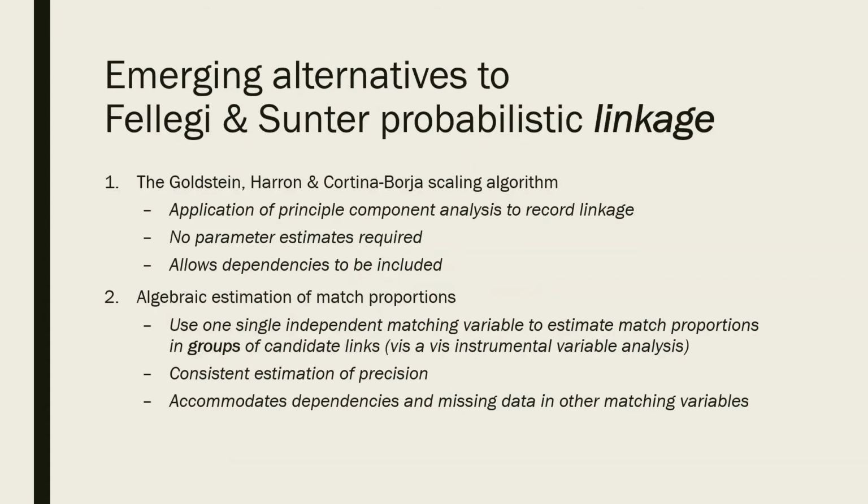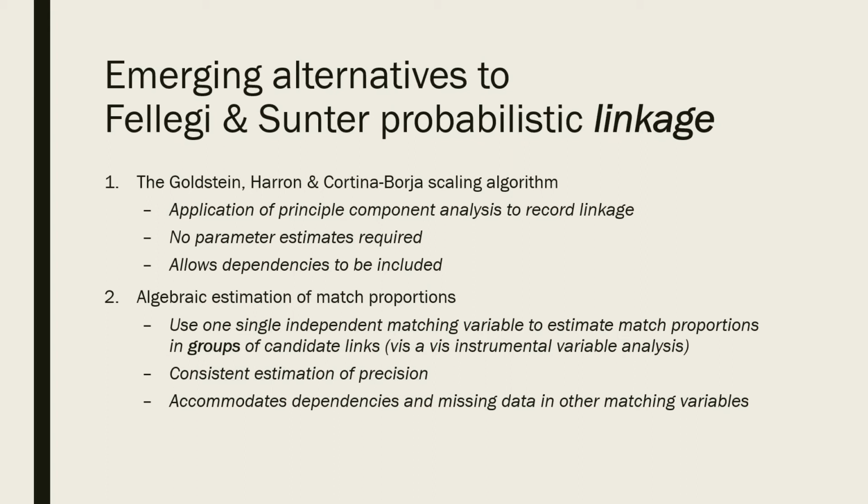Pretty much all forms of probabilistic linkage are underpinned by the framework that Fellegi and Sunter formalized back in the 60s. We're going to present two alternatives to this that are some of the first to truly break this mold. One is the scaling algorithm published last year by Harvey and colleagues, which takes the algorithm underlying principal component analysis and applies it to the problem of record linkage. This is attractive in that it doesn't require estimation of M and U values. It is always calculable and quite rapidly, and it allows for dependencies between matching variables to be explicitly accommodated.